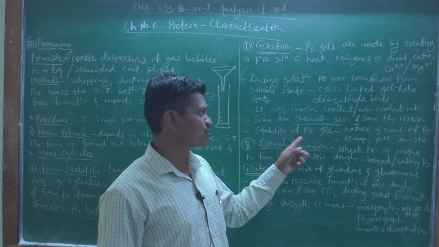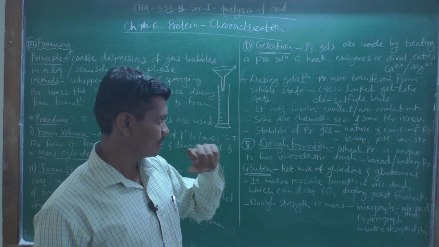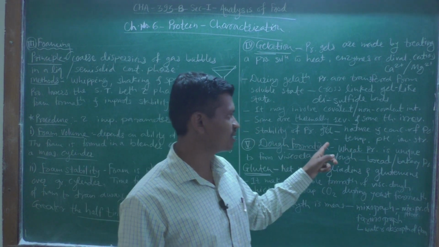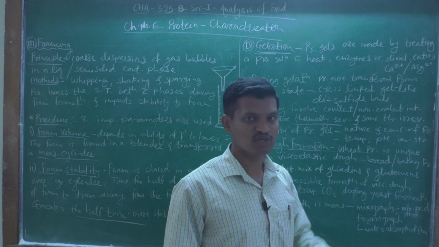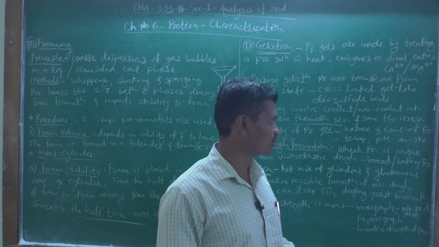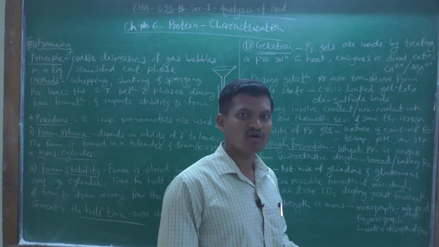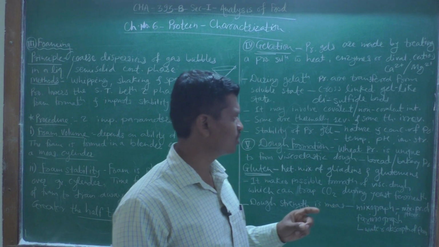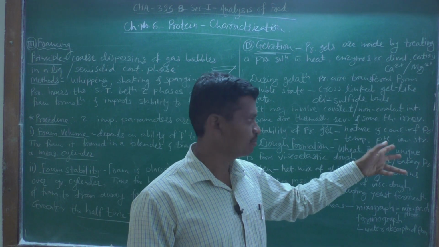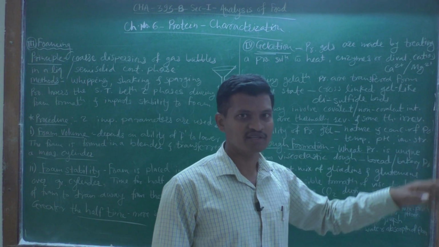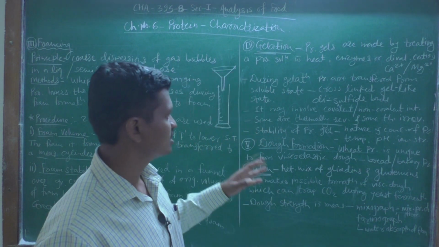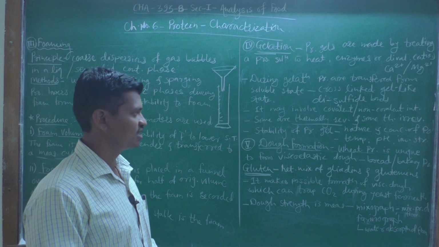The stability of protein gel depends on the nature and concentration of protein. So this is one of the important factors. Then the temperature of the gelation process, the pH of the medium, and the ionic strength of that solution. All these factors are responsible for the stability of protein gel.